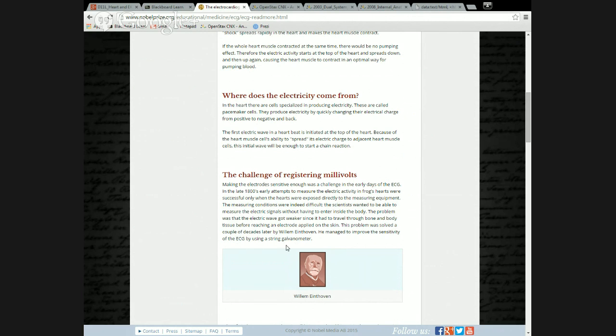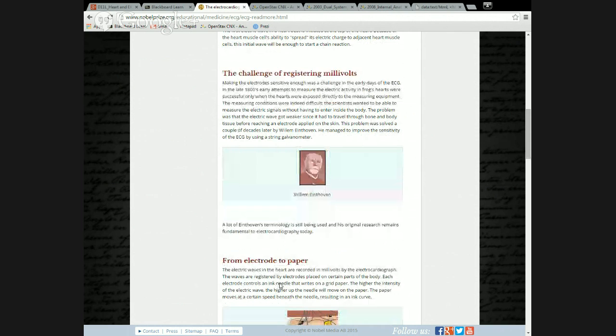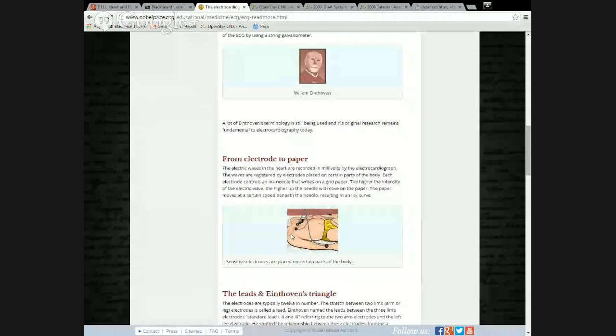Skin has fluid in it. It has electrolytes in it, so it's going to have some electrical current associated with it. So what this guy figured out is how to record that electrical activity at the level of the skin reliably to reflect the electrical changes associated with the heart. And so this gets at the idea that you put electrodes on the body and you can chart the electrical changes from that.